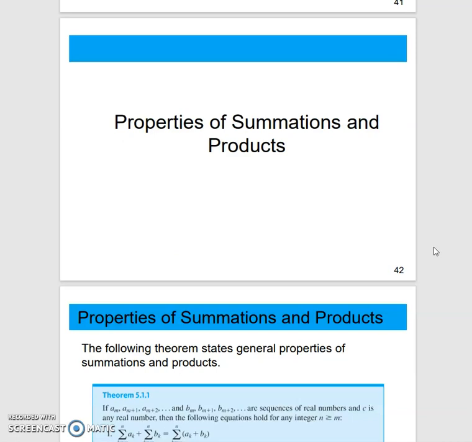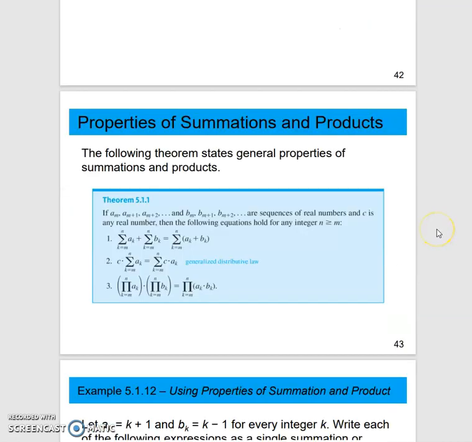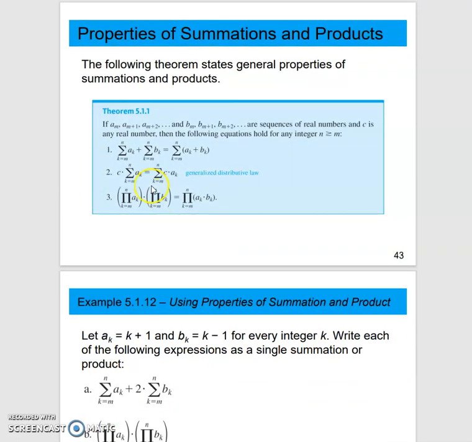Let's talk about some properties of both sums and products. If you've got two sums that are added, assuming the lower and upper bounds are the same, you can write them all together. If you have a constant, you can pull that in or out of a sum as need be. And with the product, once again, you can multiply them, again, assuming that those bounds are all the same.